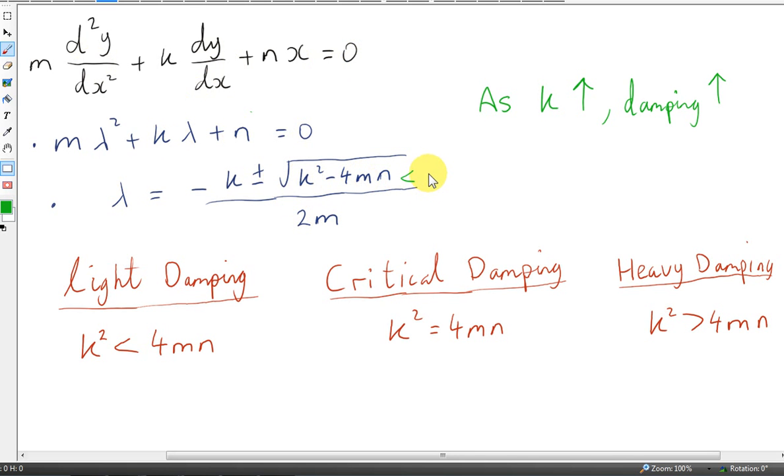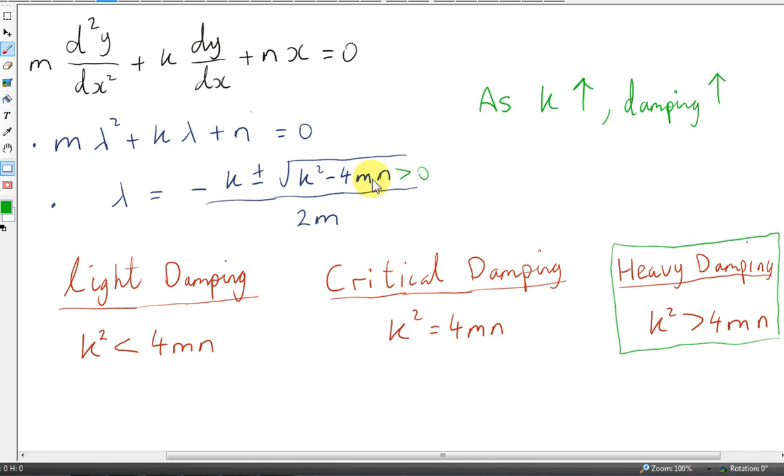If the discriminant is less than 0, in other words if k squared is less than 4mn, then we have a situation of light damping. So k is relatively small. If the discriminant is equal to 0, in other words k squared equals 4mn, k has now increased. We have what's called critical damping. So we have greater damping in this situation. And finally, if the discriminant is greater than 0, in other words k squared is greater than 4mn, so k is even greater now, we have heavy damping. In this video we are going to deal with heavy damping.